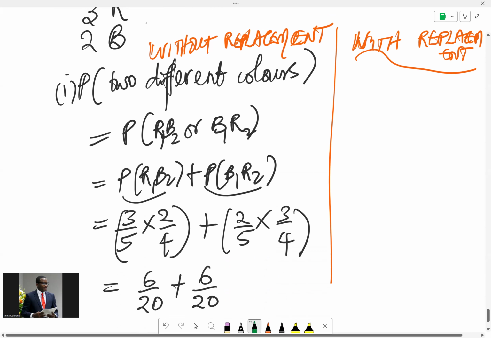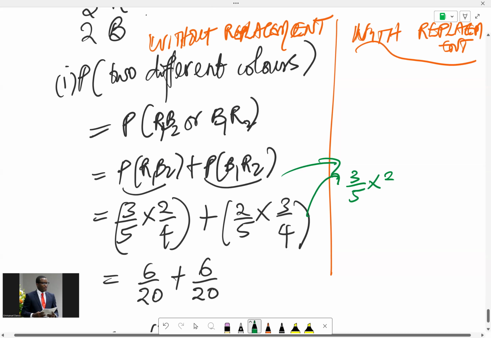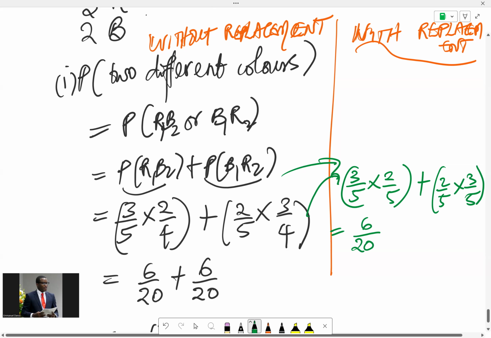Of course, everything is the same up to this point. But then by the time you start implementing, since it's with replacement, you have your 3/5. You put it back, so you get 2/5 plus blue now, 2/5 times 3/5. With replacement, the number of balls never changes. So you have 6/20, I mean 6/25 now.